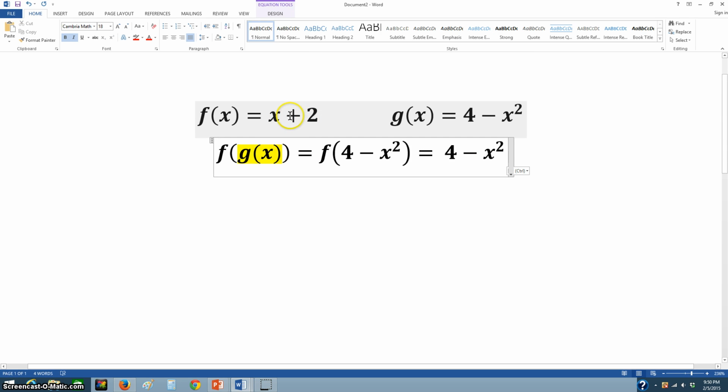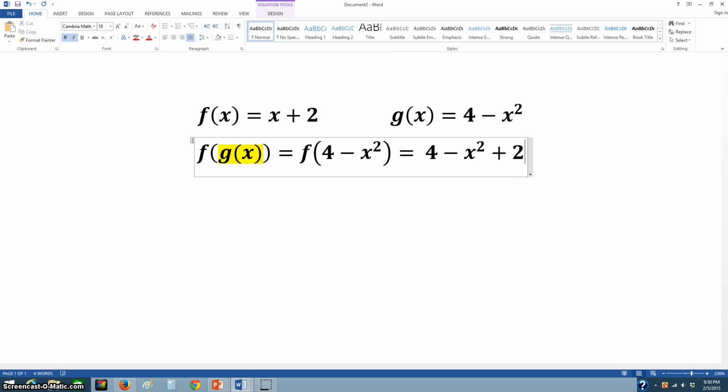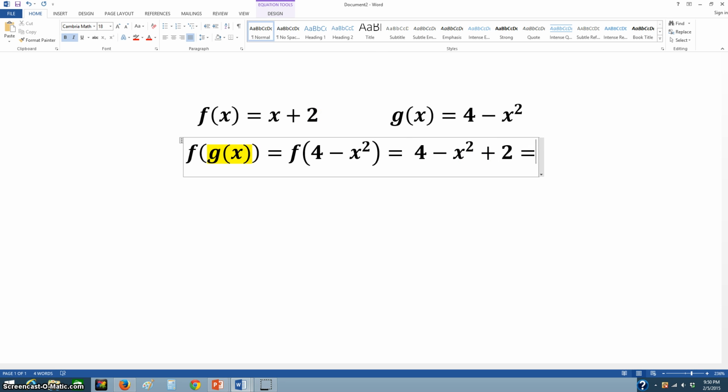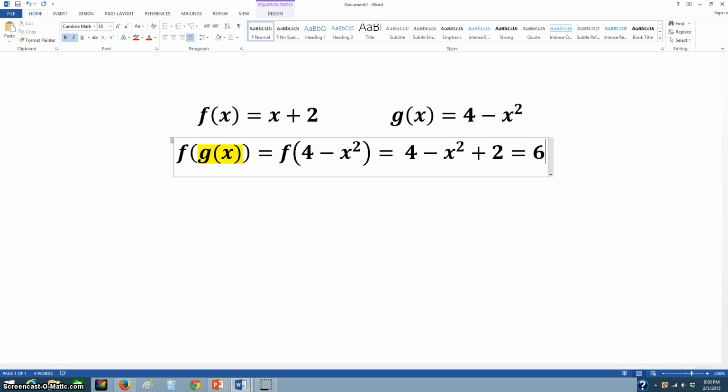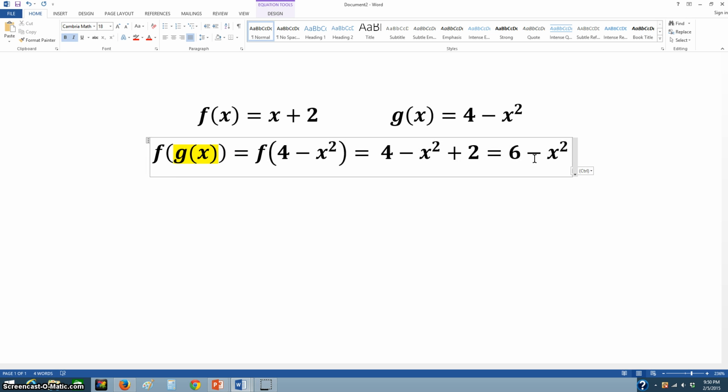The rest of this function says you have to also add 2. Okay? So now we combine like terms and we get 4 plus 2, which is 6, and then the rest, which is minus x squared. So that will be my official answer for f of g of x.